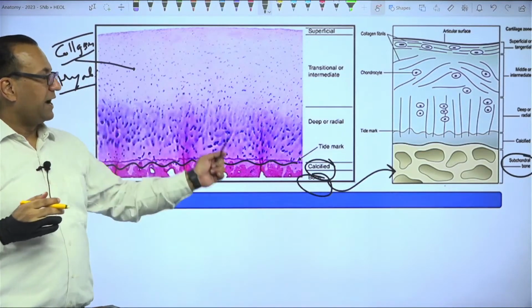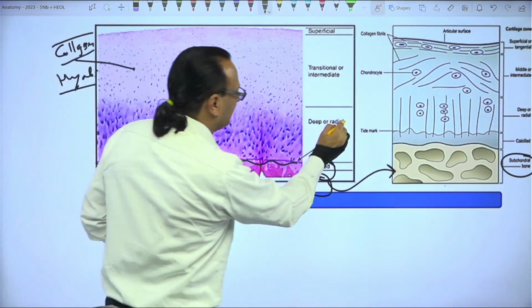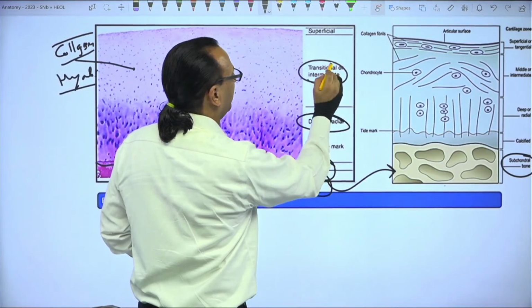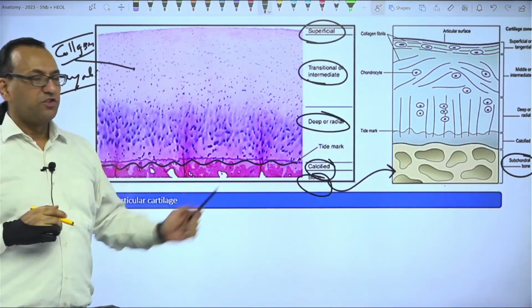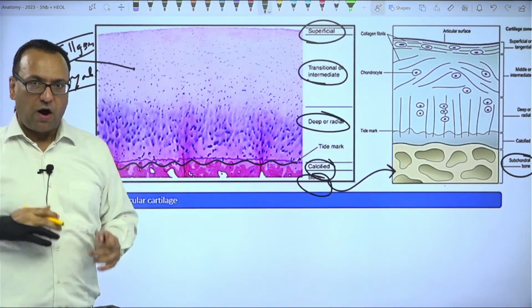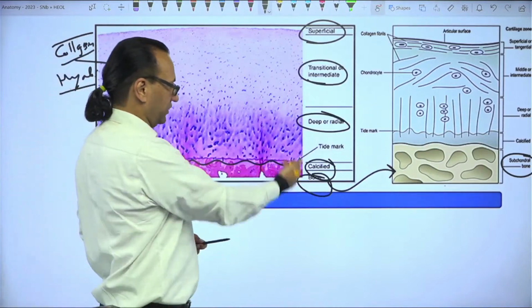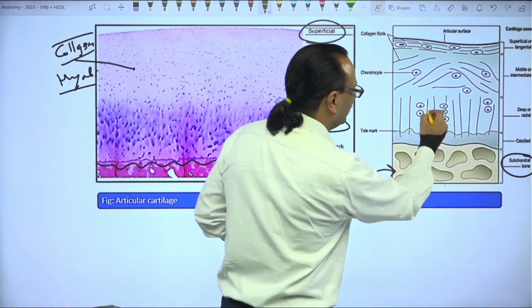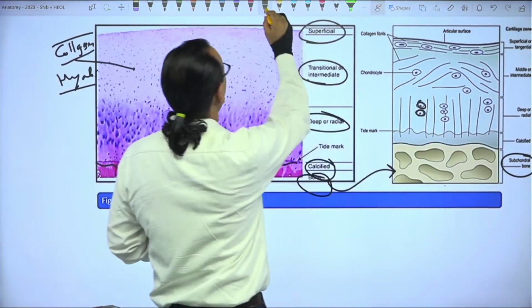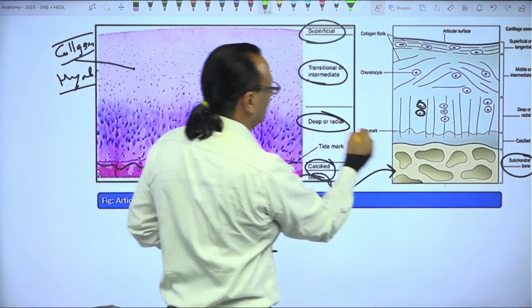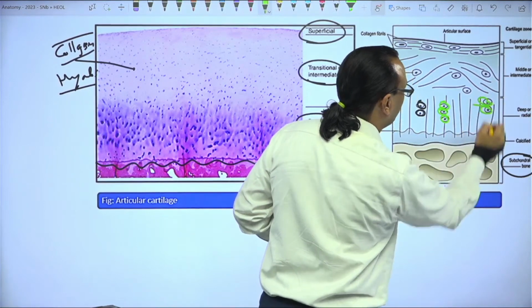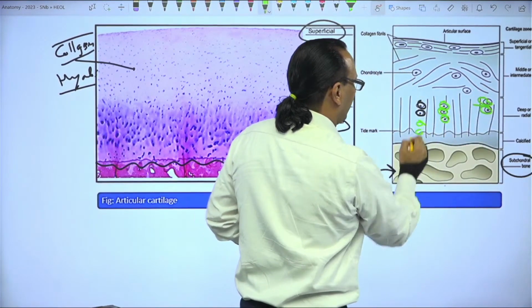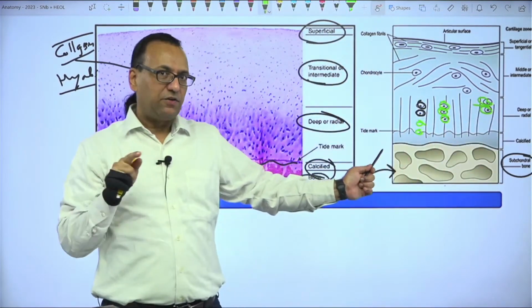Now, 3 zones I told you: the deeper zone, transitional zone intermediate, and superficial zone. So, chondrocytes will be arranged in 3 zones. What is the deeper zone? How do you identify the deeper zone? First of all, it is with the bone, and then it is the chondrocytes. As you see, they are actually arranged in a radial fashion, because of the arrangement of the collagen fibers also.